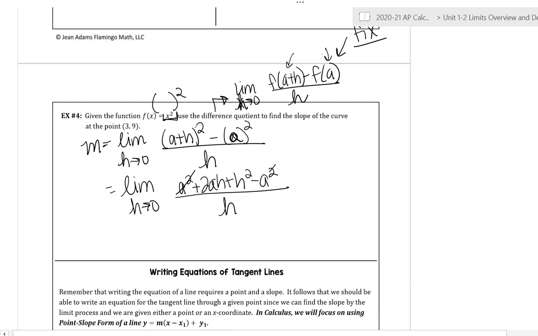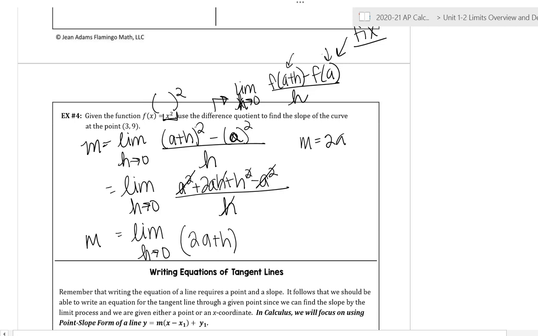Now I'm going to cancel. I can take one h out of all these terms, and we should be left with the limit as h approaches 0 of 2a plus h. Now, I know that my h value is approaching 0, so I can actually start doing some direct substitution. So I'm going to say here, m is now going to equal, because I'm going to get rid of that approaching 0, 2a.